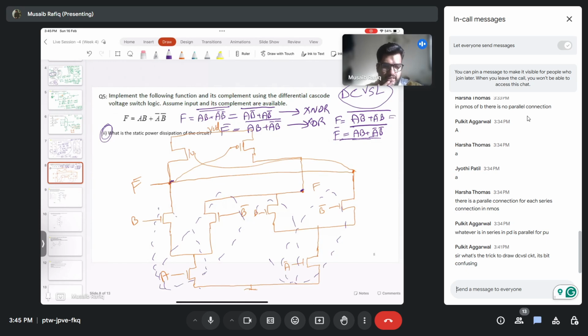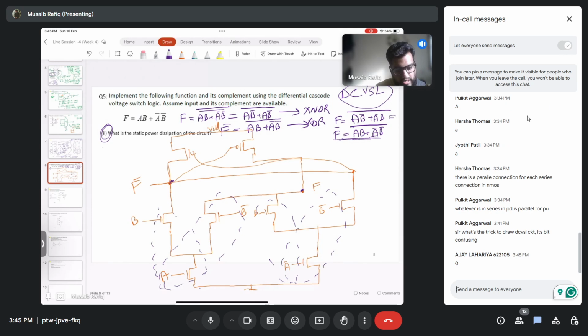Let me put it this way, what is the static power dissipation of a DC VSL circuitry? I think everyone should know this. If you have seen DC VSL, the answer to this is the same for almost all. At any given steady state, there is no direct connection between the VDD and the ground. As a result, the static power dissipation is zero.